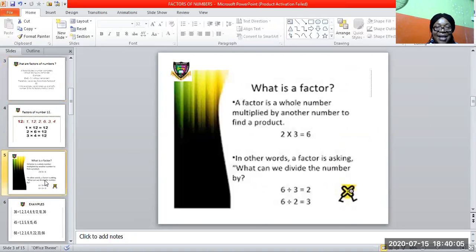We also said that a factor is a whole number multiplied by another number to find a product. And what is the product? The product is the answer. The answer is the quotient. Okay? Don't get confused.